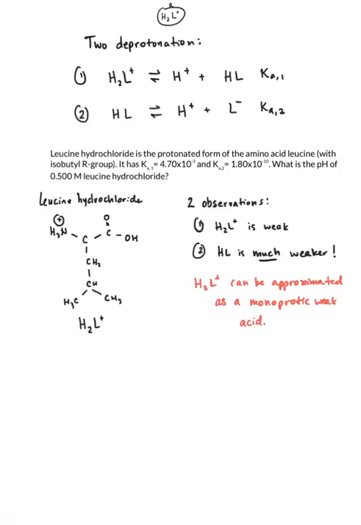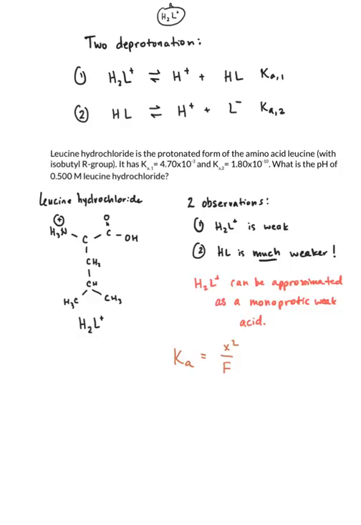If it acts like a monoprotic weak acid, then the bulk of H plus that comes from H2L plus is really the only source of H plus of any appreciable amount in solution. We'll deal with our H2L plus as if it were a monoprotic weak acid, and we solve monoprotic weak acid problems with this approximation. Here, our Ka value is really the Ka1 from the deprotonation event of our fully protonated leucine hydrochloride.